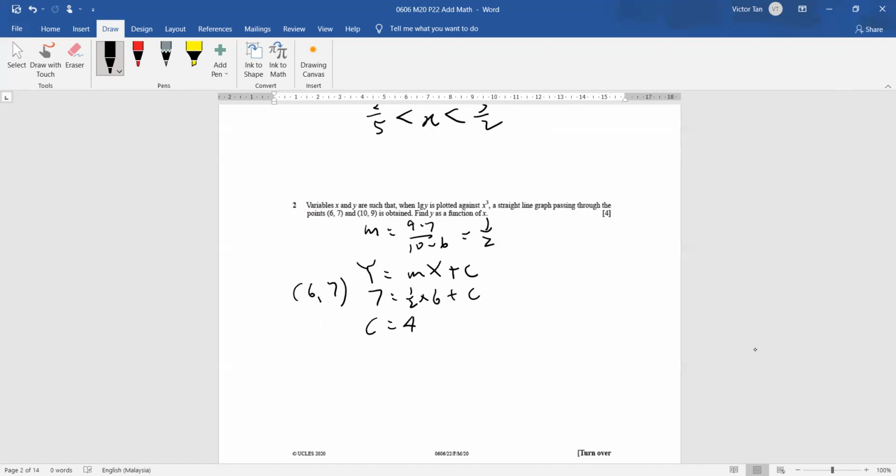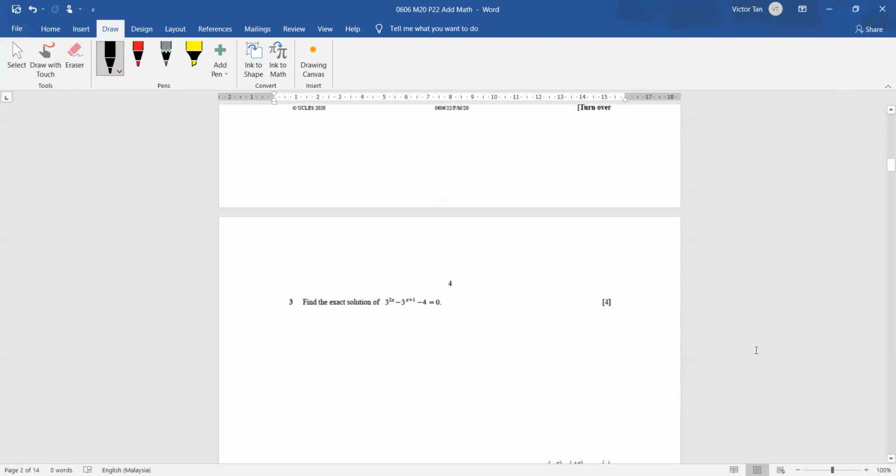So you have log y equals half x cubed plus 4. So y equals 10 to the power half x cubed plus 4. There we have it. That's the solution.